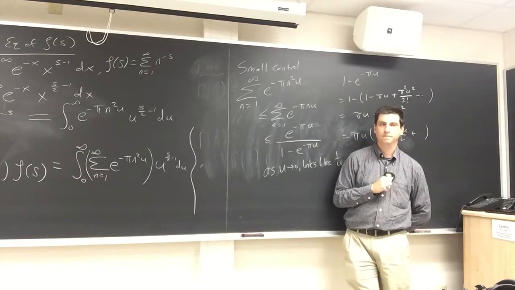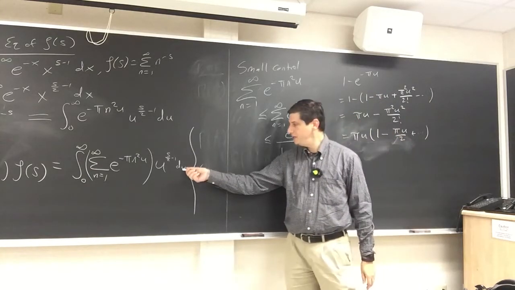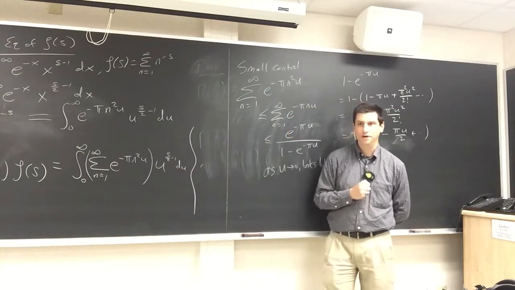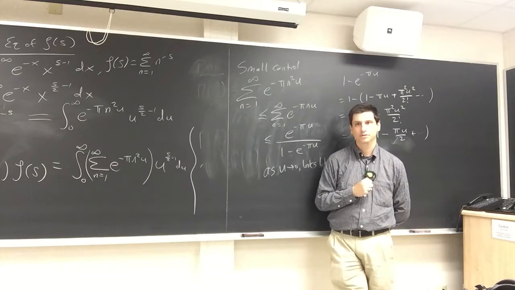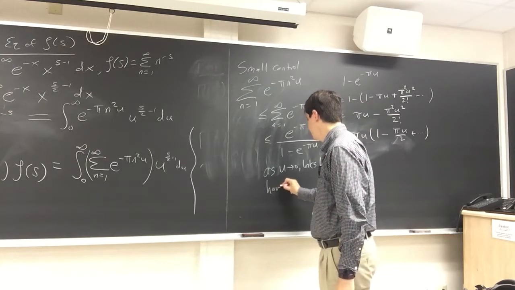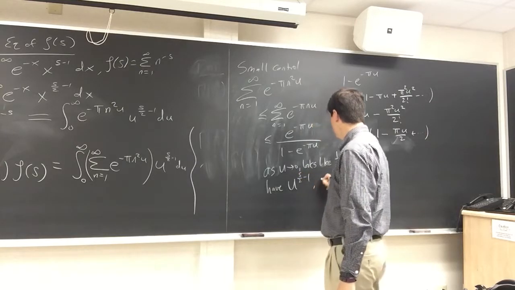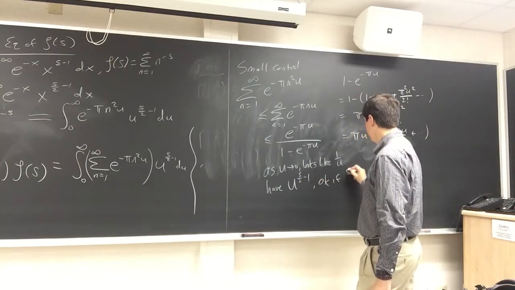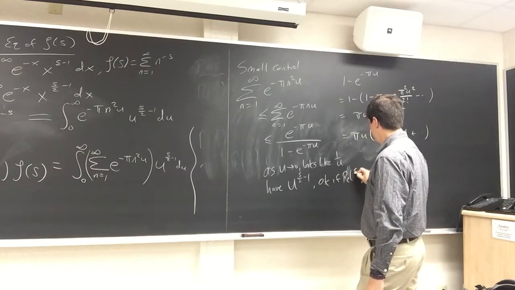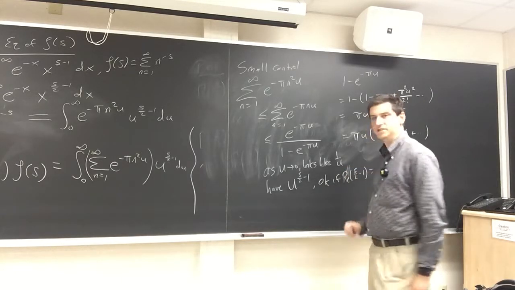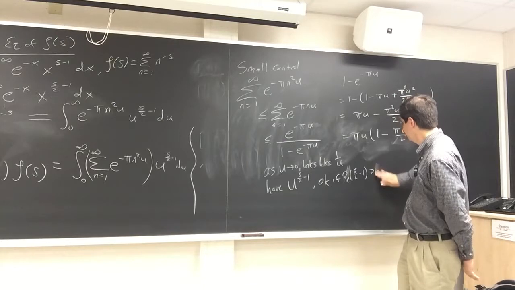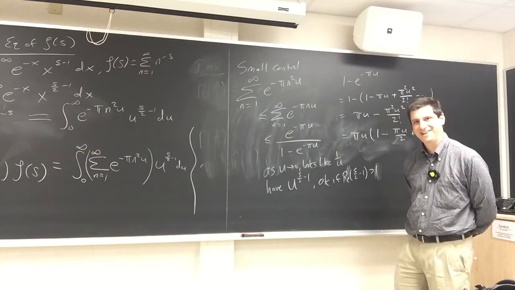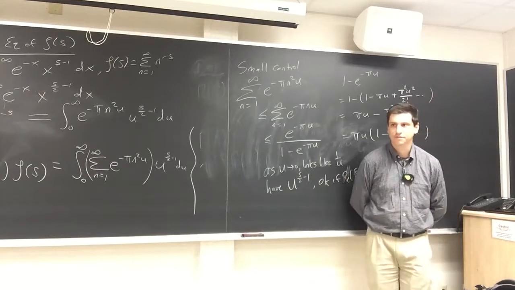Unfortunately, 1 over u blows up. But if we look at what we have over here, we have a u to the s halves minus 1. So as long as that is a positive number, it's going to be integrable. So we have the extra factor of u to the s halves minus 1. So we're OK if the real part of s halves minus 1 is greater than 0. Then we will have something that's integrable. If you want to be really safe, make it greater than 1. And then if it's greater than 1, now you'll have a nice continuous function.